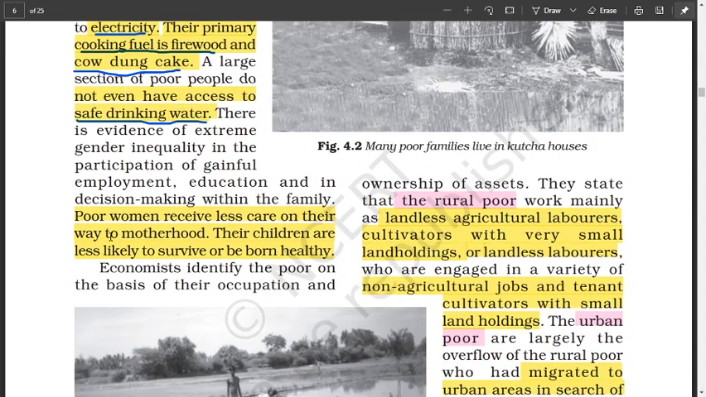And if you talk about women, poor women receive less care in the way to motherhood. Their children are less likely to survive or be born healthy. If you understand, a pregnant woman is malnourished, so the newborn child will also either not be able to survive. So there is therefore a high mortality rate among women and infants. That's in urban areas. Let's look at the rural poor again. You'll find in rural areas, mostly they don't have land, so they are landless agricultural laborers. They are laborers.